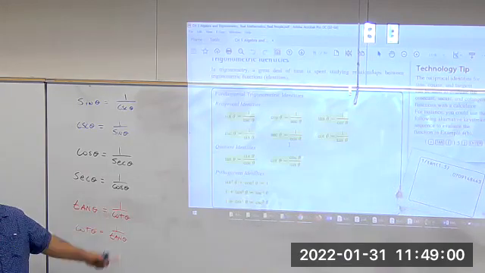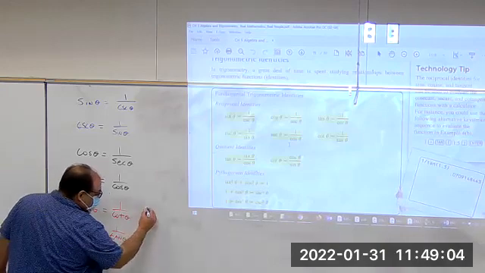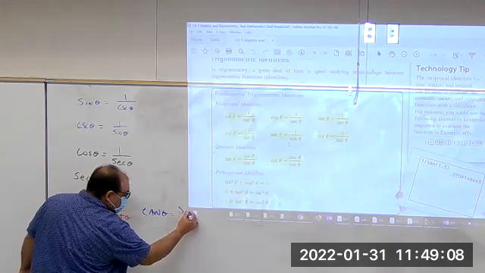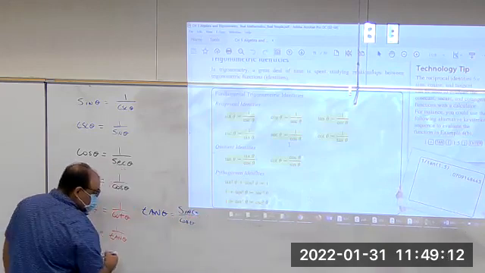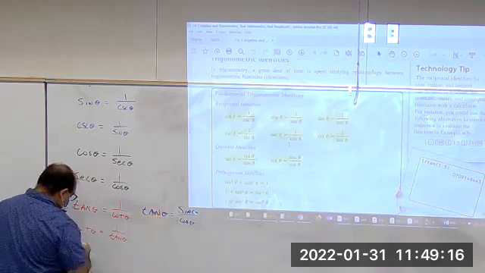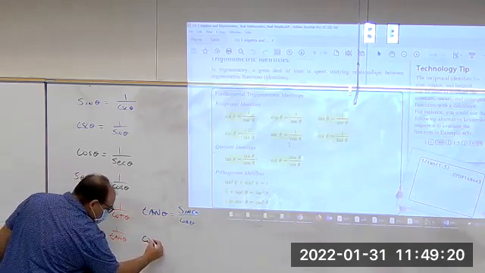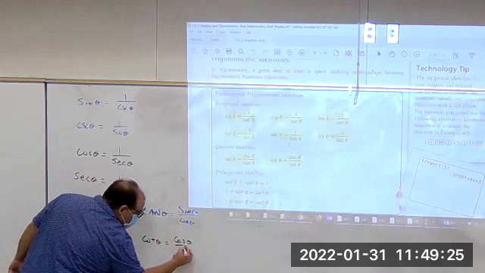Multiple identities. Tangent can be written as the ratio of sine theta divided by the cosine theta. And since cotangent is the reciprocal, cotangent would be cosine theta over sine theta.